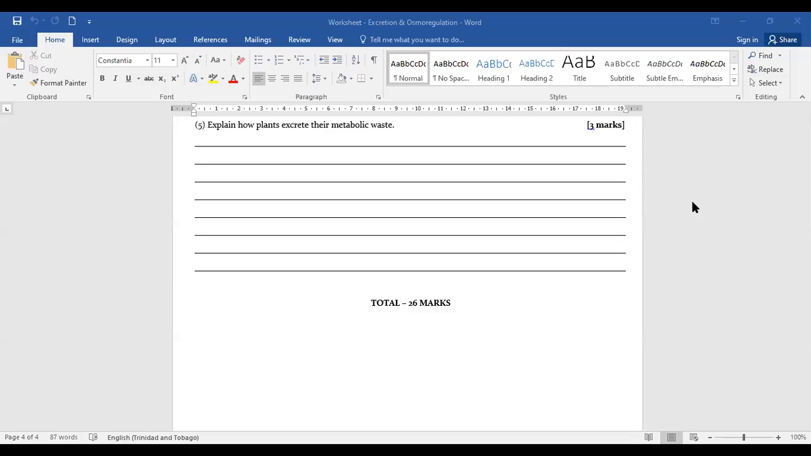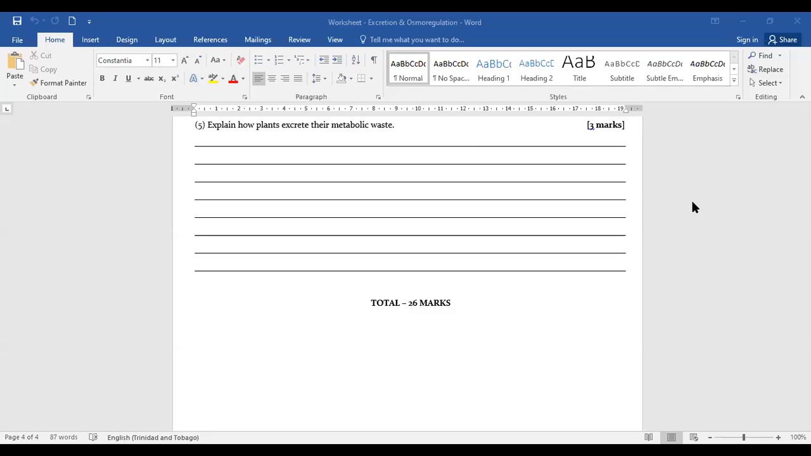And question 5, you all had to explain how plants excrete their metabolic waste. So what are some of the excretory mechanisms used in plants? Leaf fall, very good. Yes, David, you said plants excrete their metabolic waste through the stomata. Very good. Well, what type of metabolic waste is excreted through the stomata?